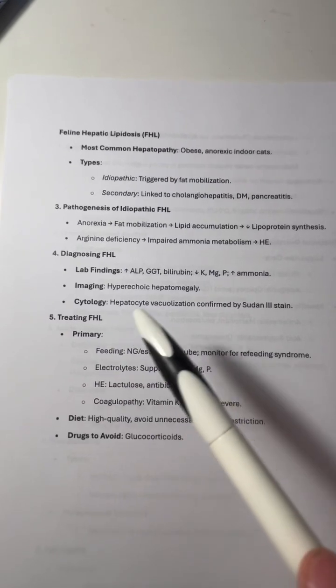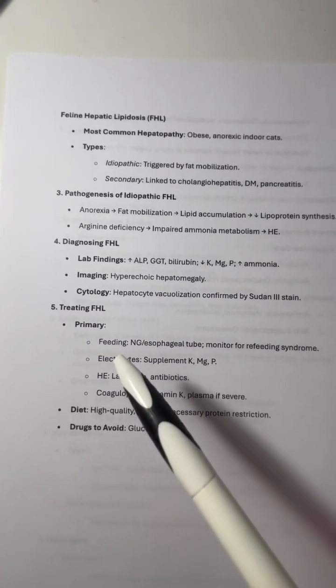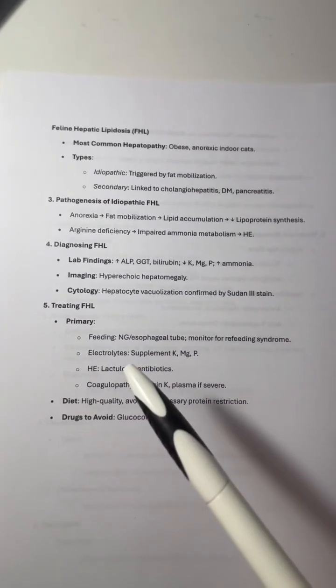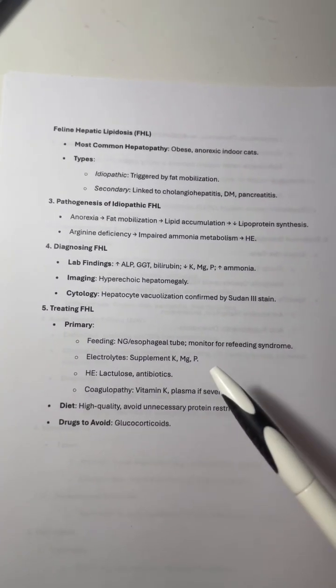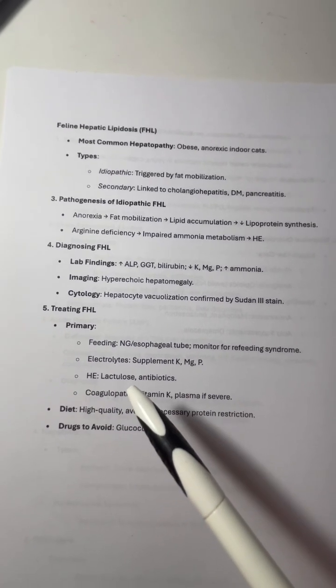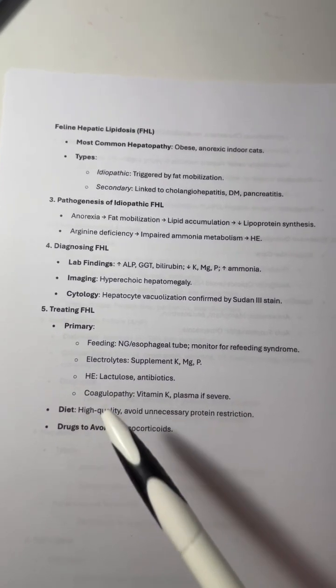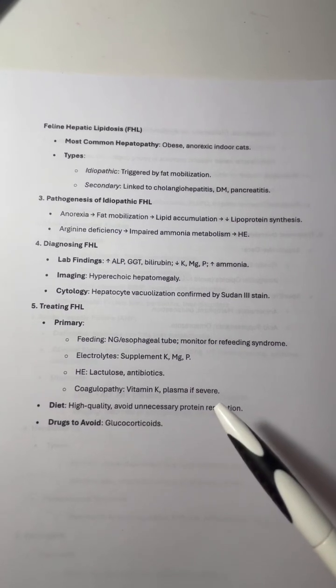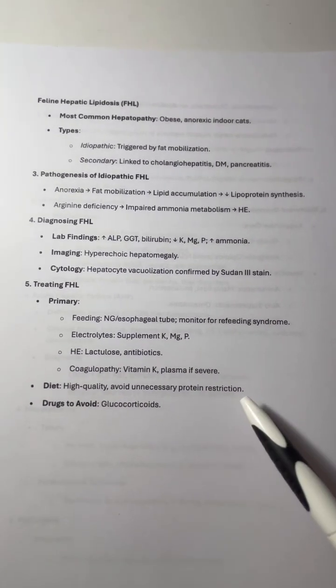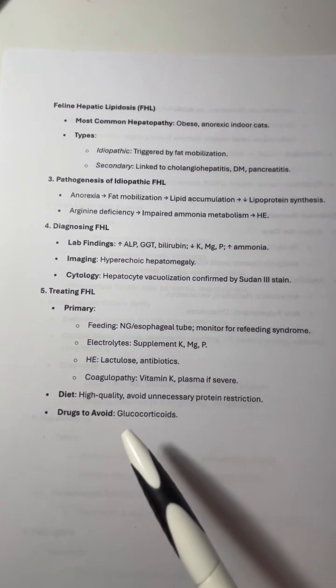For treating feline hepatic lipidosis, if it's primary, you need to feed with a nasogastric tube, and you need to monitor for refeeding syndrome. You need to give electrolytes and supplement potassium, magnesium, and phosphorus. In the case of hepatic encephalopathy, you can give lactulose, which decreases ammonia, and if there's a coagulopathy, you give vitamin K and plasma if it's severe. For diets, give high-quality food and avoid unnecessary protein restriction, and avoid drugs such as glucocorticoids.